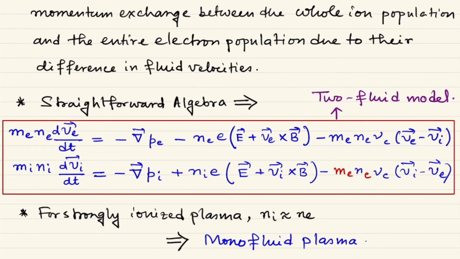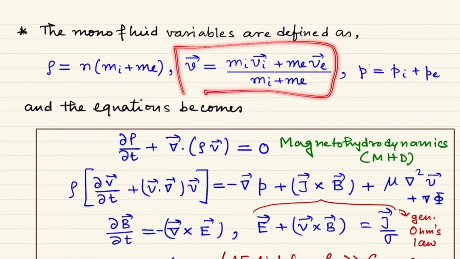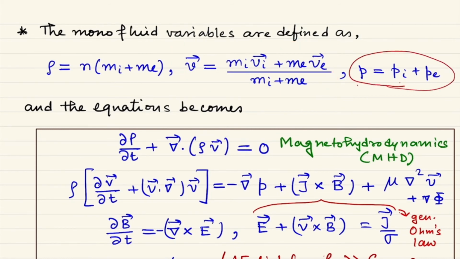Then you no longer have the separate existence of the ionic and electronic fluids, but a representative global fluid whose variables are defined by this. So the rho will simply be the common density times the total mass, that is, the mass of one ion plus the mass of one electron. The velocity will simply be given by Mi Ni Vi plus Me Ne Ve, divided by Mi Ni plus Me Ne, but since Ni and Ne are the same, one N is cancelled from numerator and denominator, and you can see this is the center of mass velocity. The pressure is just the algebraic sum of the ionic pressure and the electronic pressure.